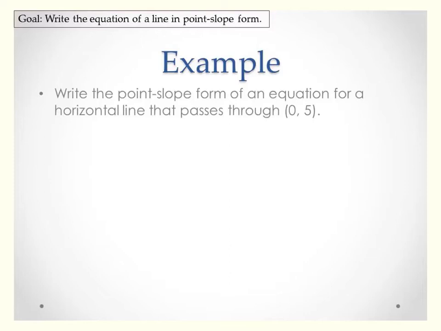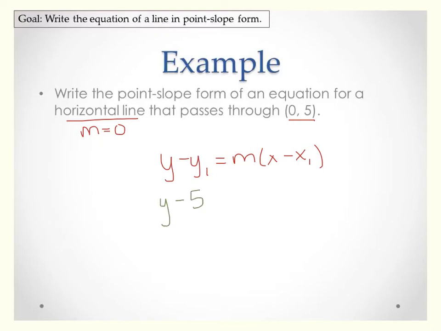Alright, so write the point slope form of an equation for a horizontal line that passes through 0, 5. Well, if it's a horizontal line, what is its slope? Slope is 0. Okay, so we're going to again look at point slope form. I'm sorry, I keep calling it slope-intercept. I got slope-intercept on the brain. Okay, point slope form, y minus 5 equals 0 times x minus 0. And we're going to simplify this. 0 times anything is just 0, and you leave it just like that.